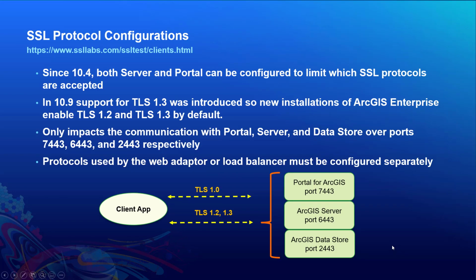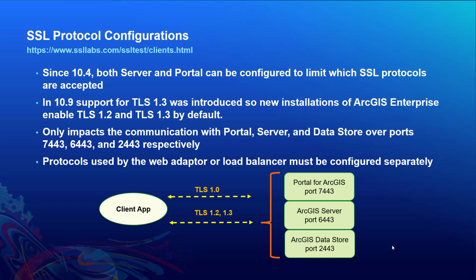Thanks a lot, Jeff. So now we're going to continue on with SSL protocol configurations. Since ArcGIS 10.4, both server and portal can be configured to limit which SSL or TLS protocols are accepted. In 10.9, we've introduced support for TLS 1.3, so that new installations of ArcGIS Server enable both TLS 1.2 and TLS 1.3 by default. This only impacts the communication with Portal, ArcGIS Server, and ArcGIS Data Store over the internal application server ports 7443, 6443, and 2443 respectively.